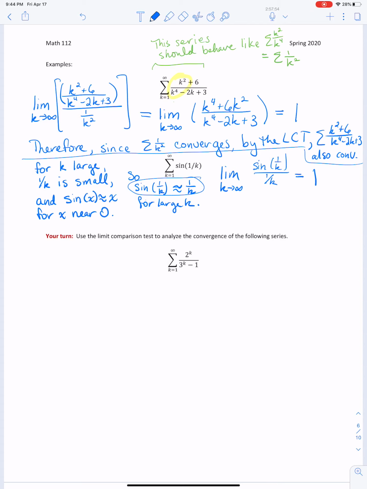Okay, and therefore, since the sum of 1 over k diverges, then by the limit comparison test, so does the sum of sine 1 over k.